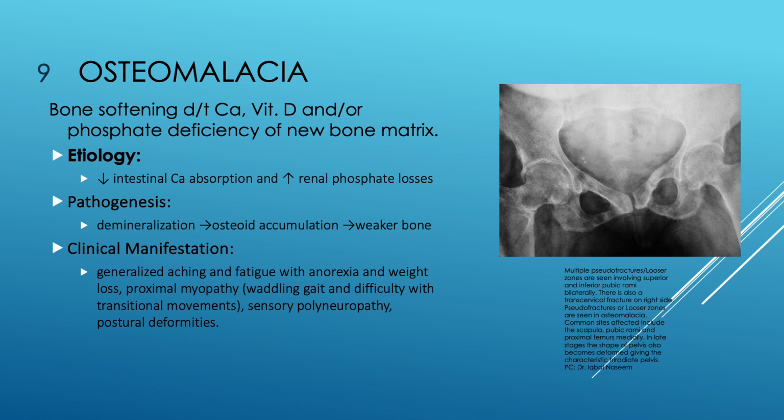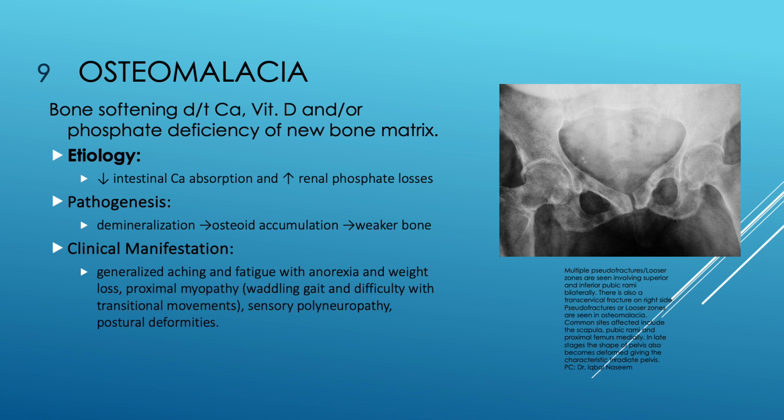Osteomalacia is a progressive bone disease characterized by insufficient mineralization of new bone matrix, resulting in bone softening without the loss of existing bone matrix. The primary causes of osteomalacia include insufficient intestinal absorption of calcium and increased renal losses of phosphate.